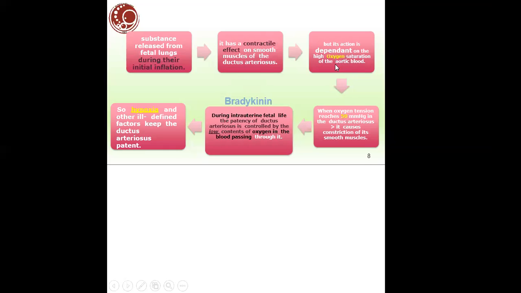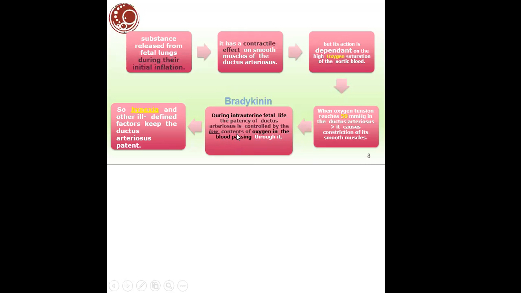Then the bradykinin, so when the oxygen tension reaches 50 millimeter of mercury in the ductus arteriosus, it causes the constriction of the smooth muscle of the ductus arteriosus. During intrauterine fetal life, the patency of the ductus arteriosus is controlled by the 10% of the oxygen which is passing through it.